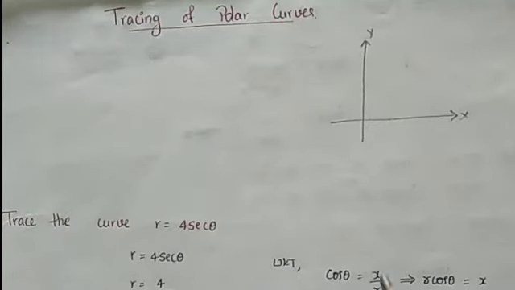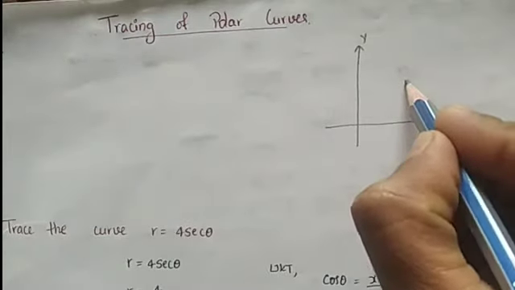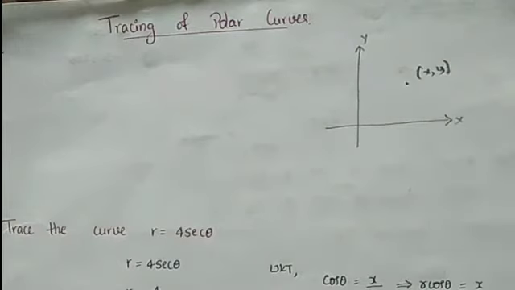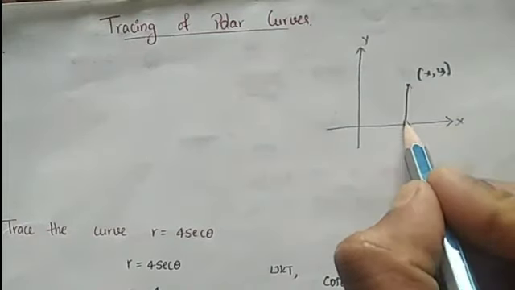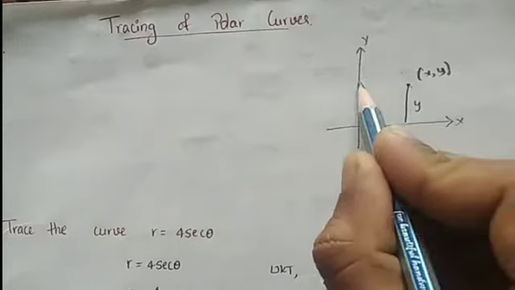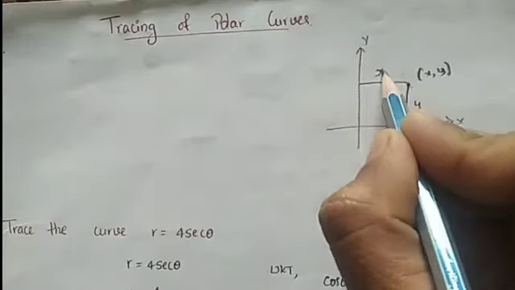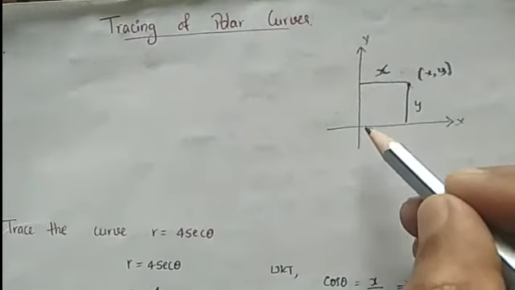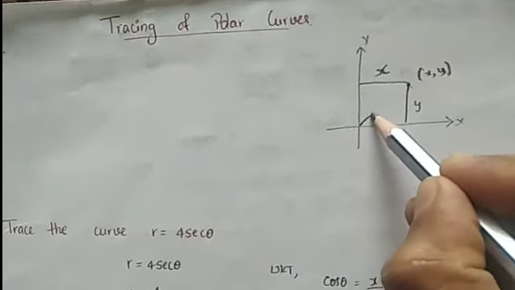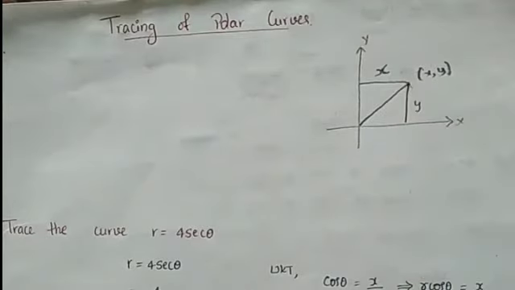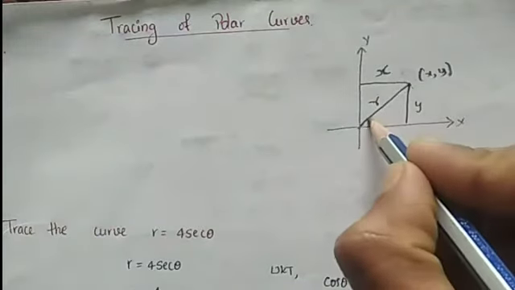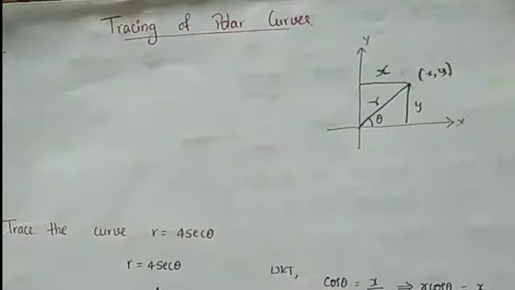The common difference is, look here, this point is x comma y. This length is y and this length is x. In the polar coordinates, this is the direct distance to this point from the origin, and this distance is r. This angle is theta.